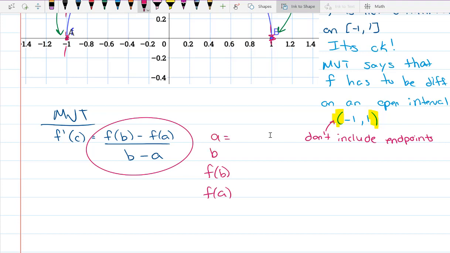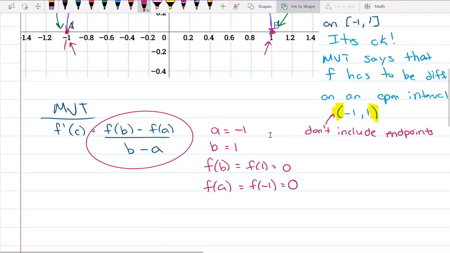So a in this case is -1. B in this case is 1. So f of 1 is going to be 0, and we can see that right from the graph, or you can just plug it into your equation. f of -1 is also 0, again by plugging it into the equation or just looking at the graph.